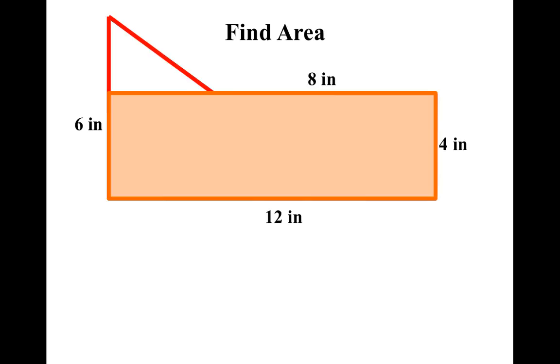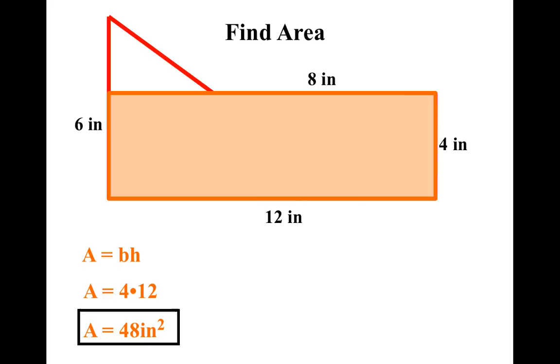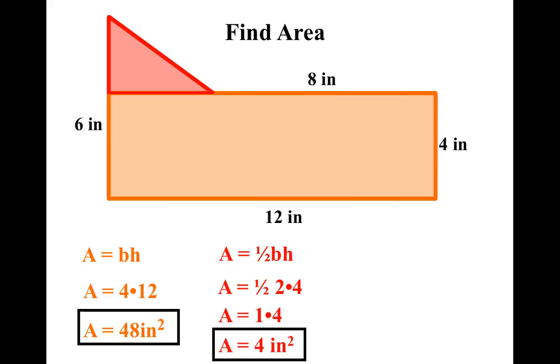See the big rectangle? That's 4 times 12, which is 48. And then I see this triangle. And since this side is 4 and this side is 6, then this side is 2. And since this is 8 and this is 12, then that side is 4. If I want to find out the area of a triangle, 1/2 base times height. And I end up getting 4 inches squared. 52 inches squared total.